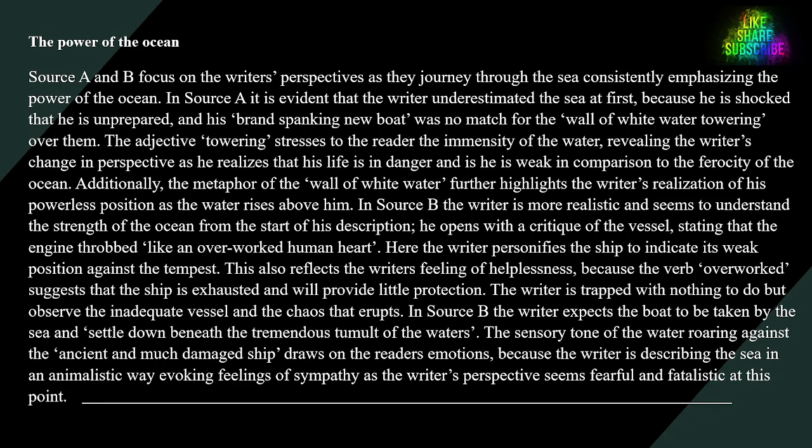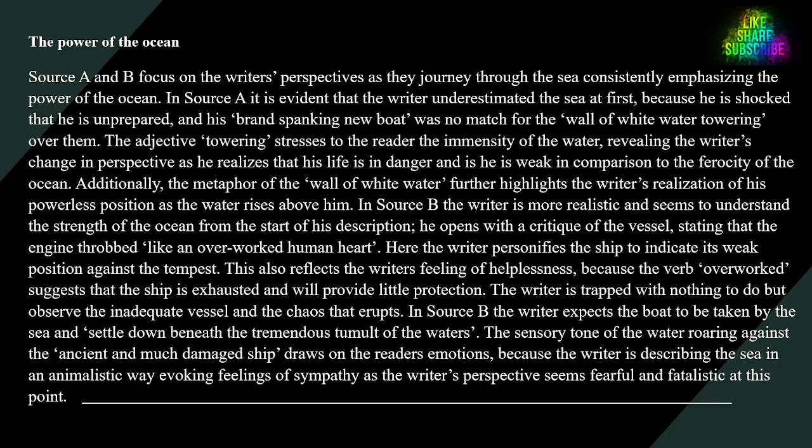So the first paragraph here, the point is the power of the ocean. Source A and B focus on the writer's perspectives as they journey through the sea, consistently emphasising the power of the ocean. In Source A, it's evident that the writer underestimated the sea at first, because he is shocked that he's unprepared and his brand spanking new boat was no match for the wall of white water towering over them. The adjective towering stresses to the reader the immensity of the water, revealing the writer's change in perspective as he realises that his life is in danger and he is weak in comparison to the ferocity of the ocean.